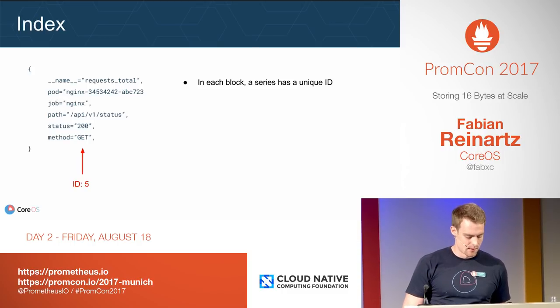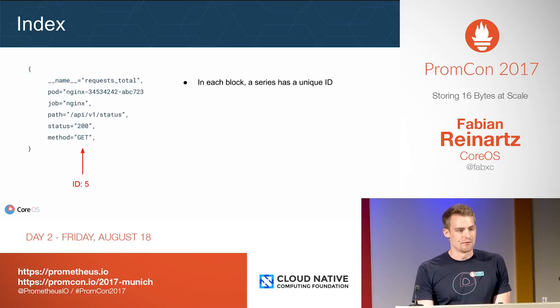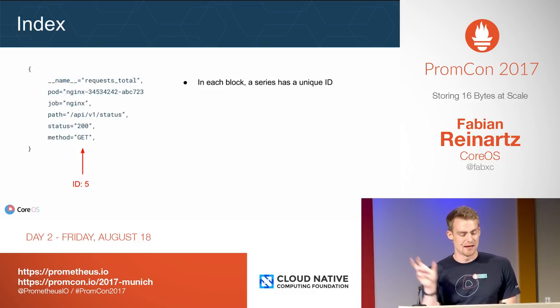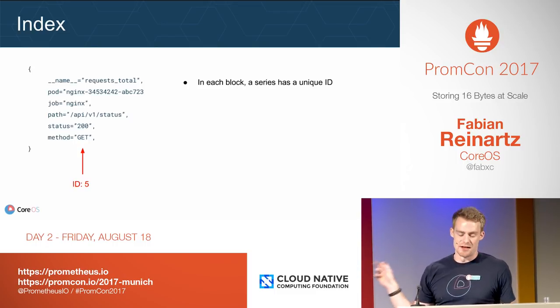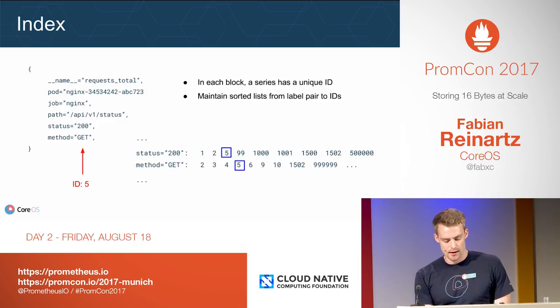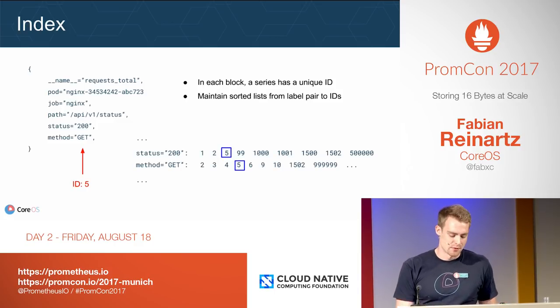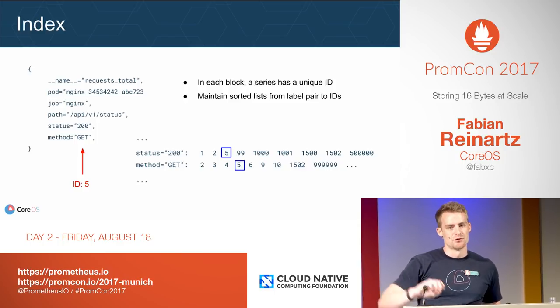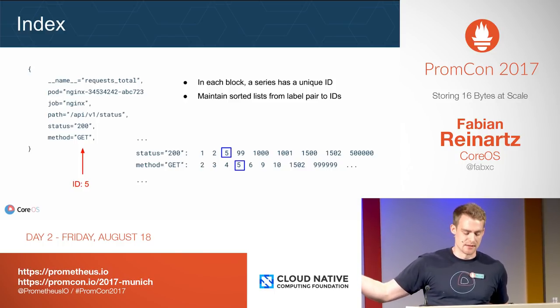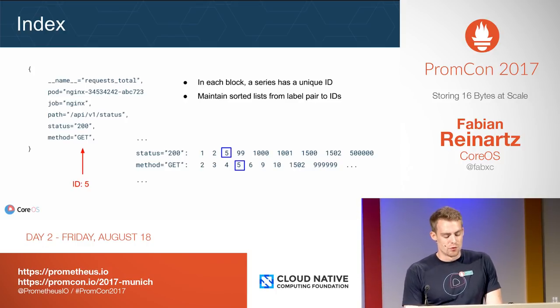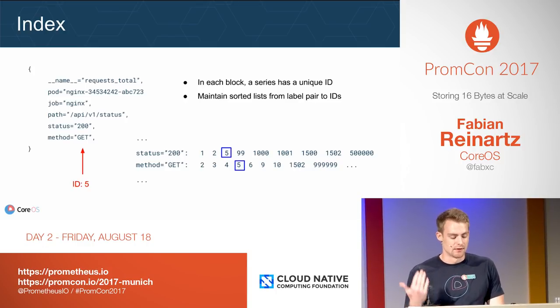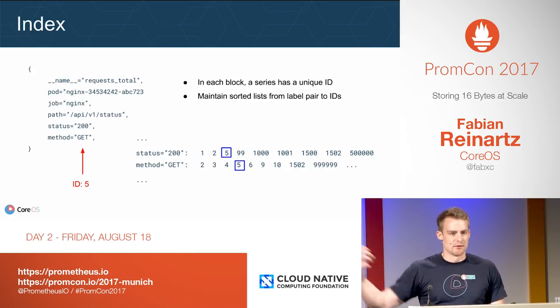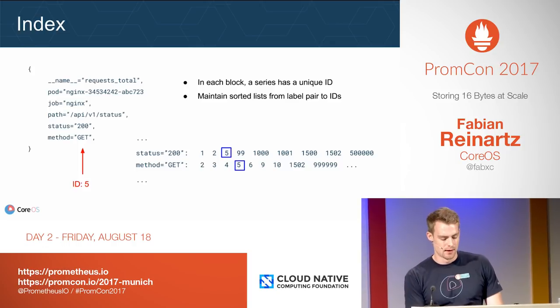And to implement this, we give an ID to every series within a block. Let's say it's 5. And then we consider the words of our document, the label pairs. So the full combination of label name and label value. And for each of these label pairs, we maintain a sorted list from label pair to all document IDs this label pair appears in. So now if I want to request all documents that have status equals 200, so all series that have this label pair, I can just walk through this list once and I get the result back, right? I don't have to traverse everything.